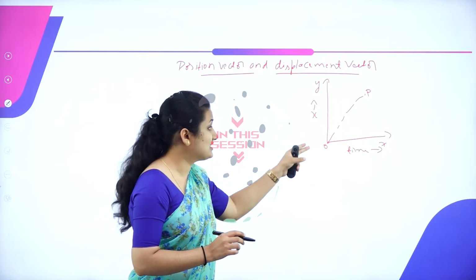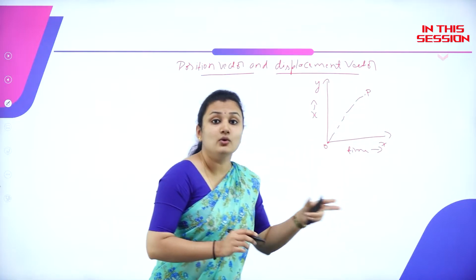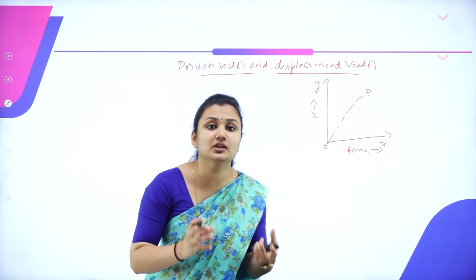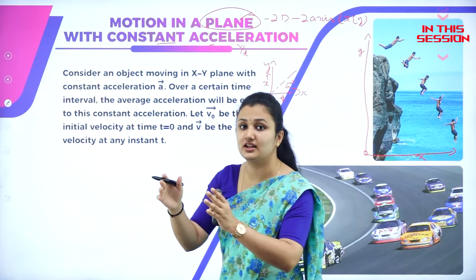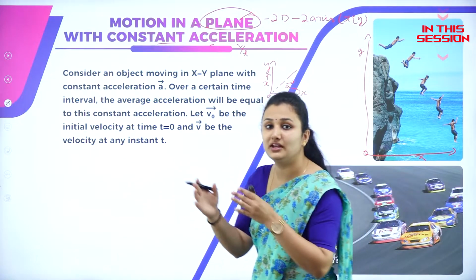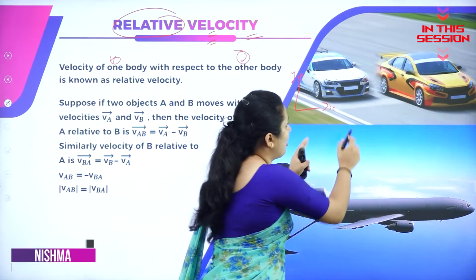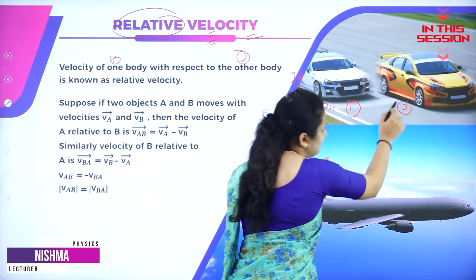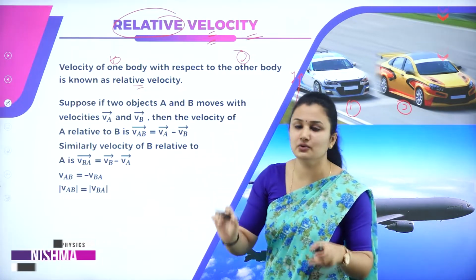Origin, to describe the position of the particle or a body at a point P, what I need is a convenient point called origin, O. Average acceleration of the moving object will be equal to this constant acceleration A. The velocity of one body with respect to the other, you are describing the velocity. That is known as relative velocity.